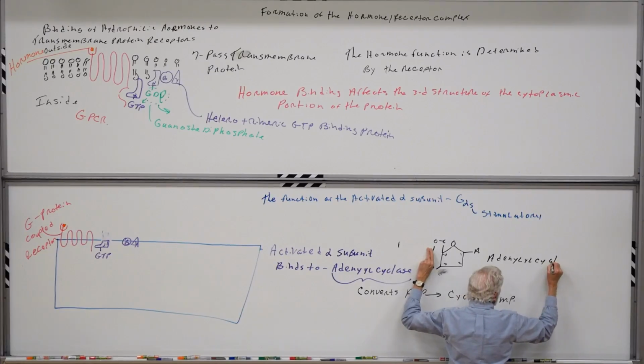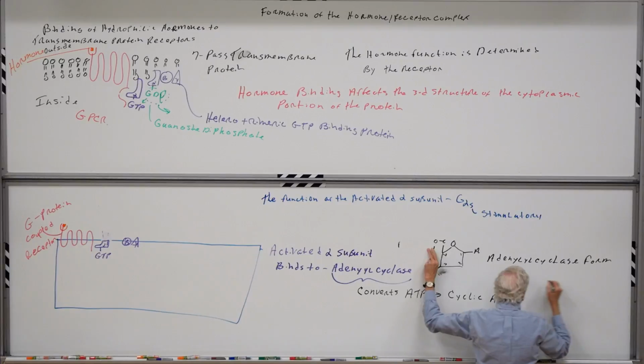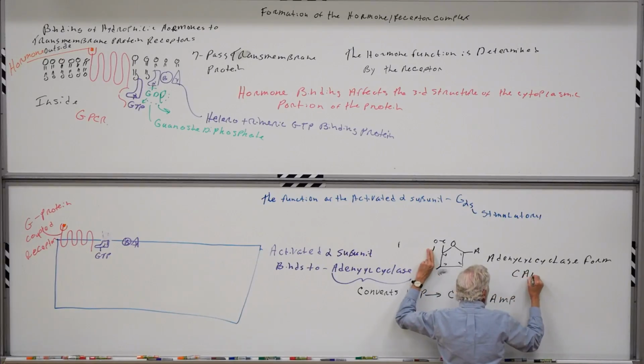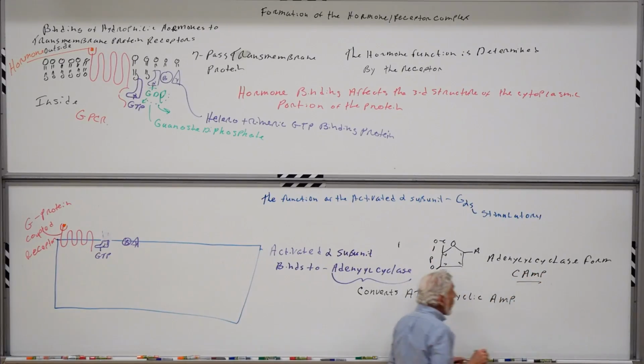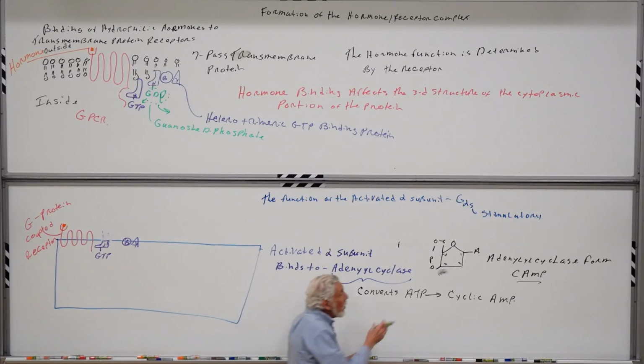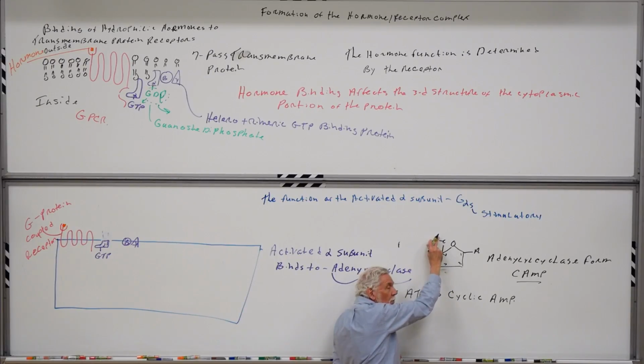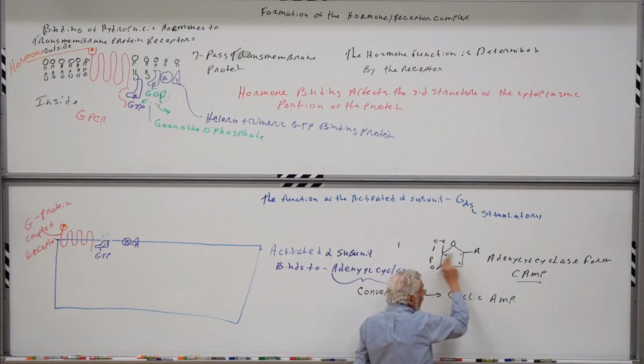The adenylyl cyclase forms something called cAMP, not surprisingly often referred to as cAMP. All it's doing is an enzyme that's now taking the number 3 carbon and its hydroxyl and forming this phosphodiester bond to the number 5 carbon. So this is a 3 to 5 phosphodiester linkage.